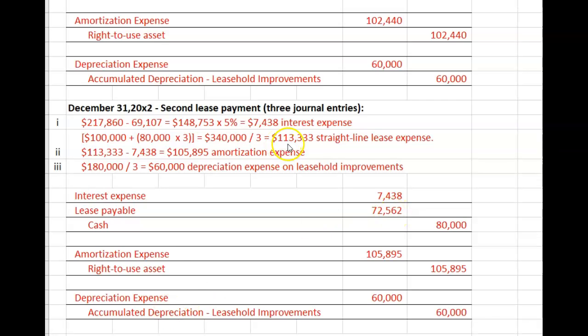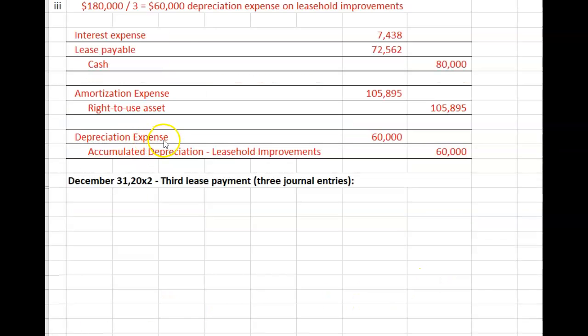We calculated the $113,333 of straight line lease expense. Subtract from that the amount that was charged to interest, and the balance has to be debited to amortization expense. Debit amortization expense, $105,895, and credit right-to-use asset, $105,895. And the depreciation expense journal entry is the same. Debit depreciation expense, $60,000. Credit accumulated depreciation, leasehold improvements, $60,000.